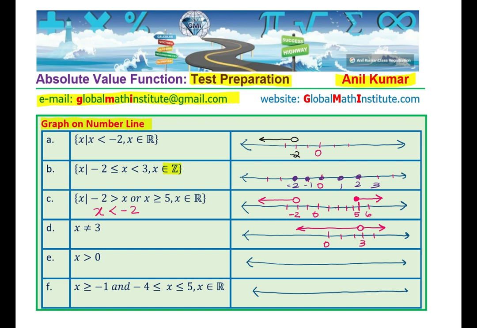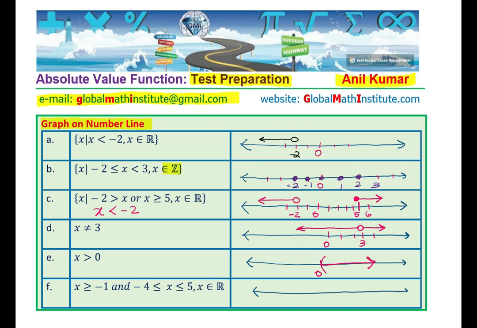Perfect? Okay, great. Next one here is x greater than 0, meaning this is 0 for us. 0 is not included, right? So sometimes we also use the open bracket. Let me show you the open bracket like this and then greater than 0. Make sense?